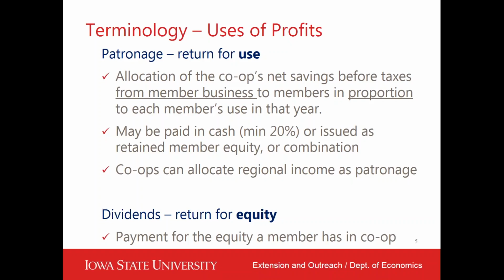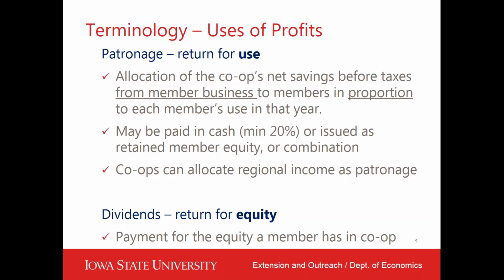From my perspective, a patronage is a payment for use of the co-op. So this is an allocation of the cooperative savings, before taxes and before depreciation, to members proportional to how much business they did. A dividend, on the other hand, is the return for how much equity they have in the co-op. Now, these are confounded because patronage allocations lead to equity, but from my perspective, a dividend is a payment for how much ownership you have in the company. It's for investments, and patronage is a payment for use. I'm going to try to keep those terms very separate. I think it helps in understanding how all this works.